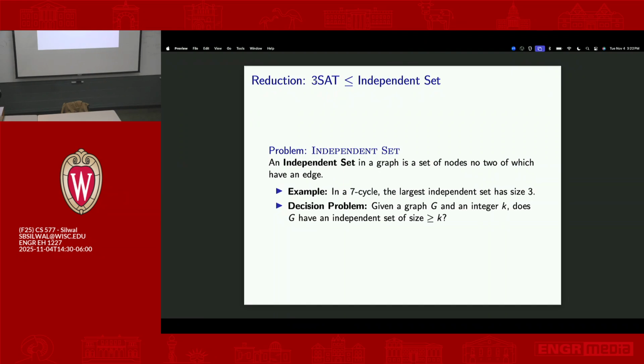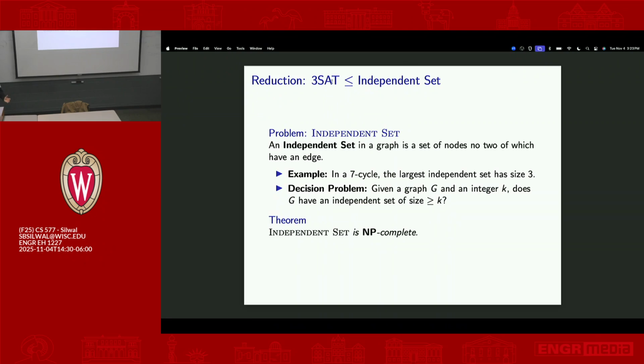Now what I want to show is that 3SAT is reducible to independent set, meaning if I have an algorithm for independent set. The way the reductions go is important. That's why the less than or equal to arrow is useful notation. It's saying if I have an algorithm for independent set, I can solve 3SAT with it. Okay.